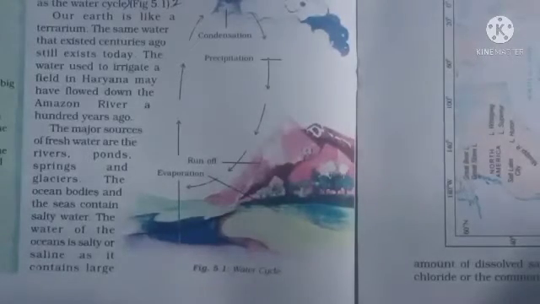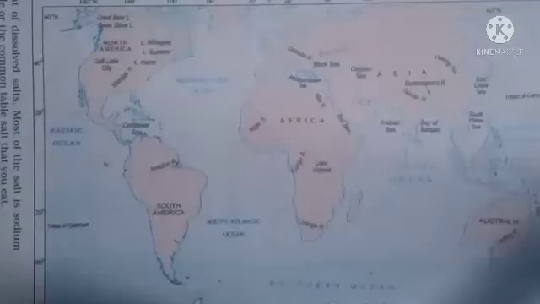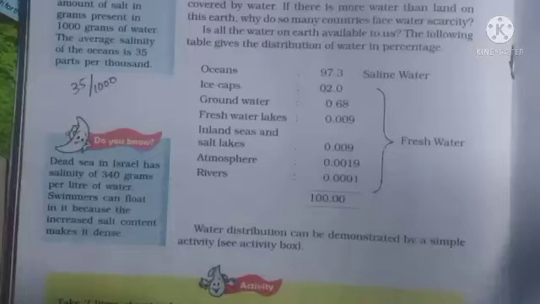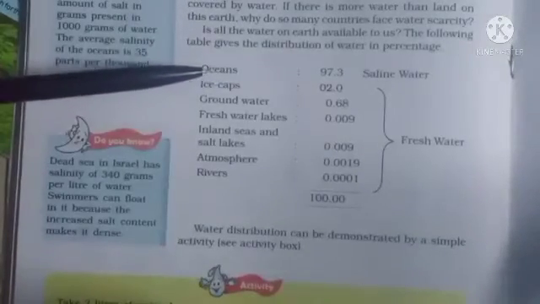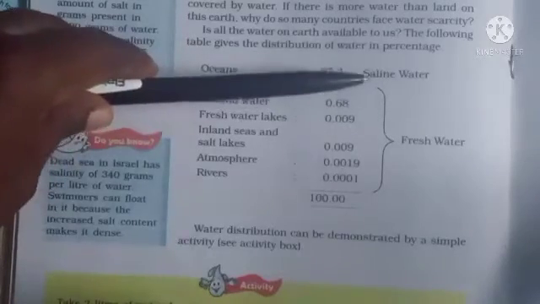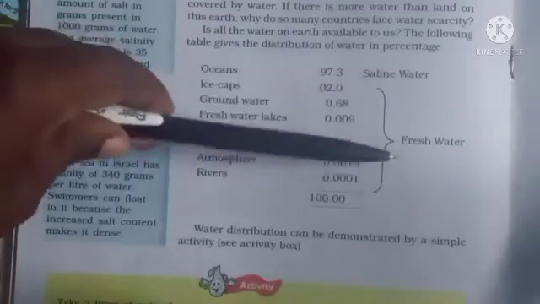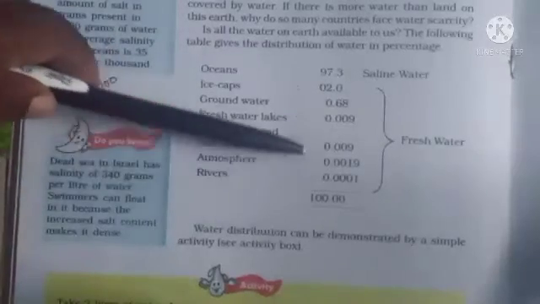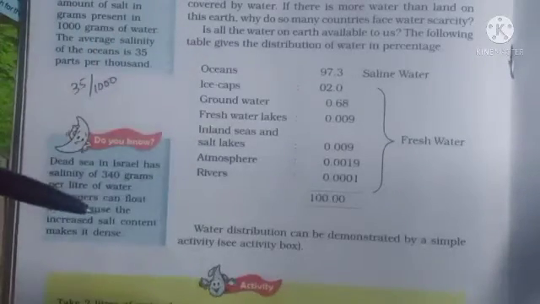We will learn what the water cycle is. We will see a world map and have a glance at it. What is the water percentage, and why are ocean water and sea waters salty? Now we are going to have a glance at the distribution of water and its saline types, that is salty types, and fresh water, and what its percentage is. Everything we are going to learn in this class.